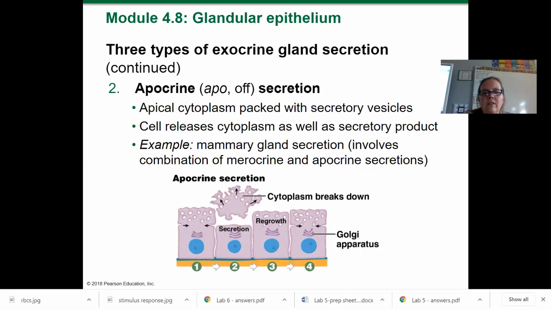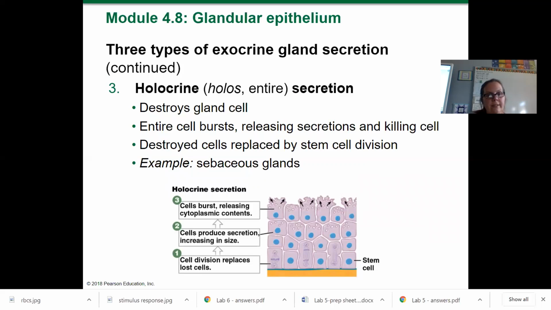Apocrine has part of the apical cytoplasm, so part of that top cytoplasm of the epithelial cell has secretory vessels, and those secretory vessels release the product as well as some of the cytoplasm. So for example, mammary gland secretion. It's a combination of types of secretions. And holocrine is one that actually destroys the cell that is secreting it. So the entire cell bursts, secreting whatever it is. An example of that is sebaceous glands.